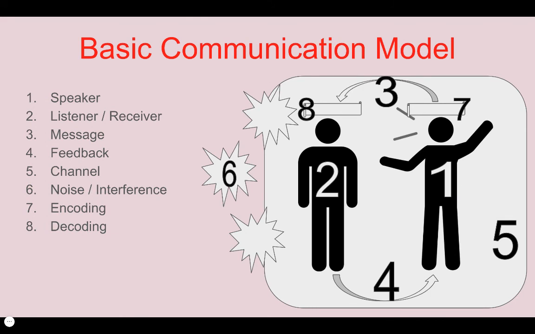That is our complete communication model. There's a speaker sending a message to a listener. Hopefully that listener will have feedback for the speaker inside a channel that is appropriate without noise or interference. The speaker encodes the message properly so it can be decoded by the listener. And that is our basic communication model in the least amount of time that I can get that done clearly.